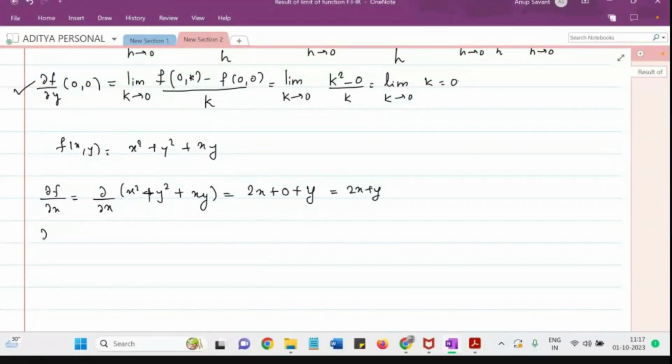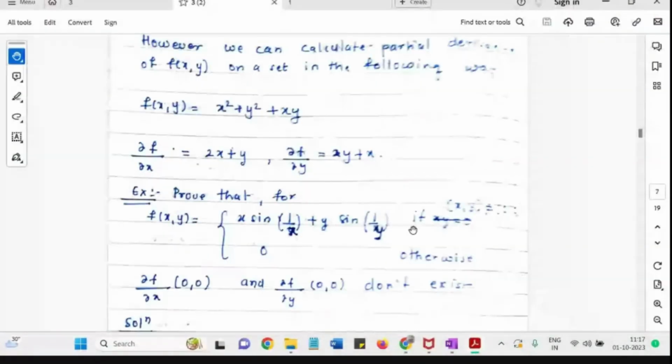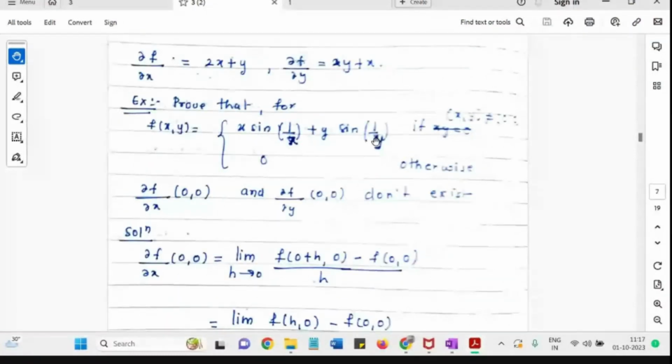Now, if you have understood the concept, at your end, try applying the definition and get the answer for the partial derivative with respect to y. Okay, you can just check the answer. I'm writing the answer on the board. You can see the answer. The answer is 2y plus x. Right? This is the answer, 2y plus x.